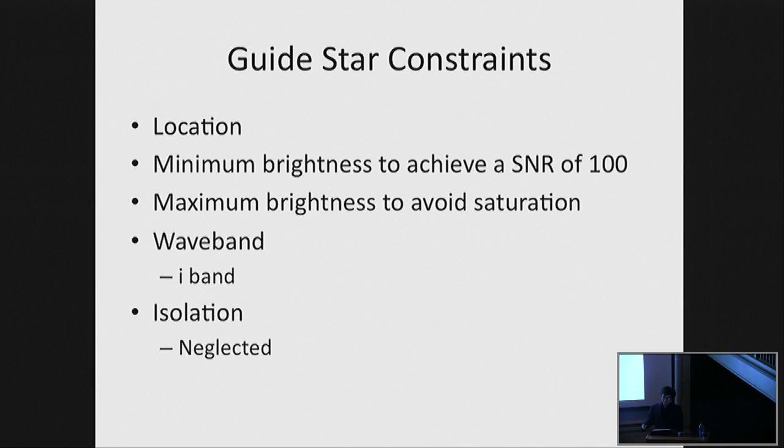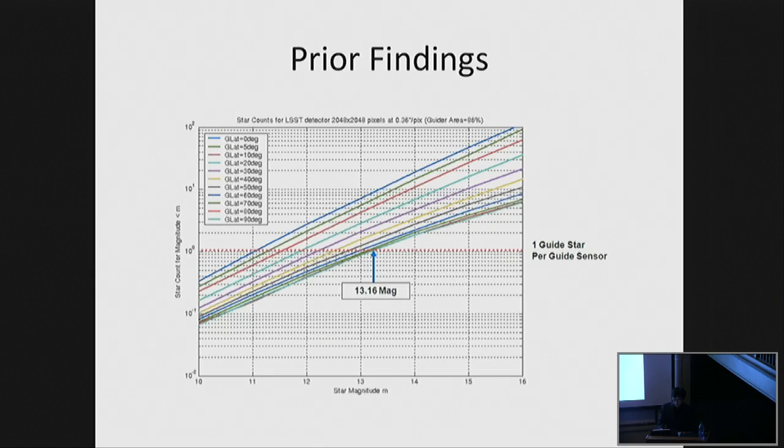But because I'm looking at the worst case weather conditions, I'm going to be looking for very bright stars, and those are rare enough that I don't actually have to worry about finding 2 of them in the same guide sensor, much less 2 of them close enough to interfere. And this is supported by star count models. Prior findings using the galactic star count model find that while looking at regions with the lowest stellar density, which is the galactic North Pole, there will be about one 13th magnitude star per guide sensor. And I'm actually looking for stars brighter than that. So chances are I won't find stars that are close enough that I need to worry about the isolation constraint.